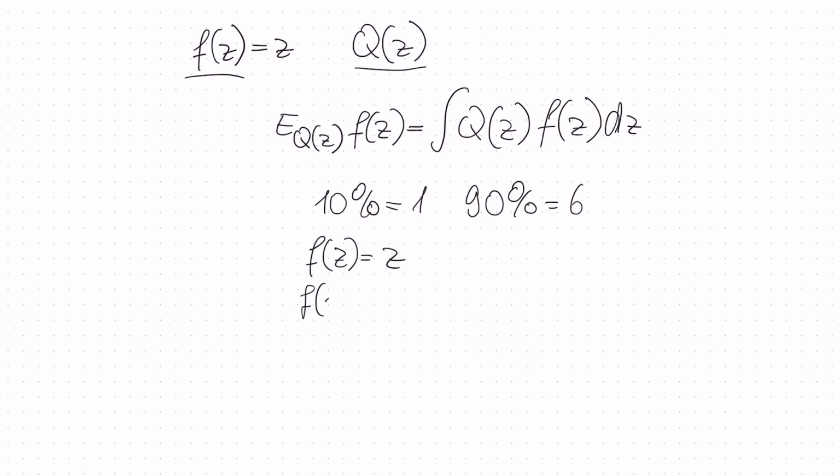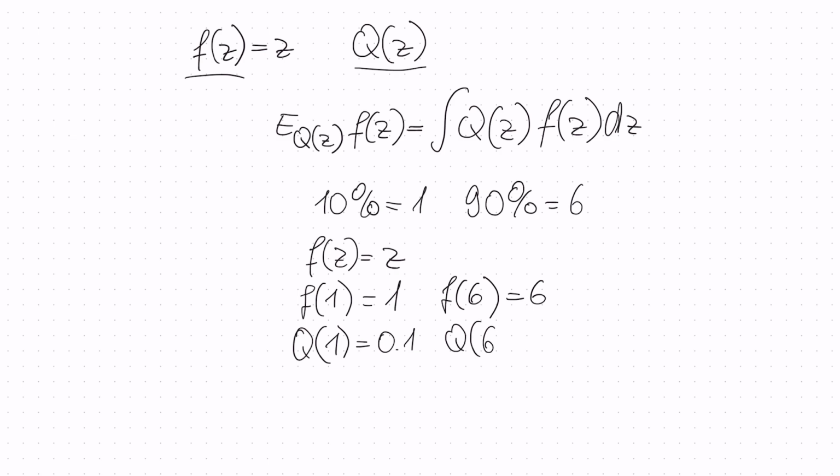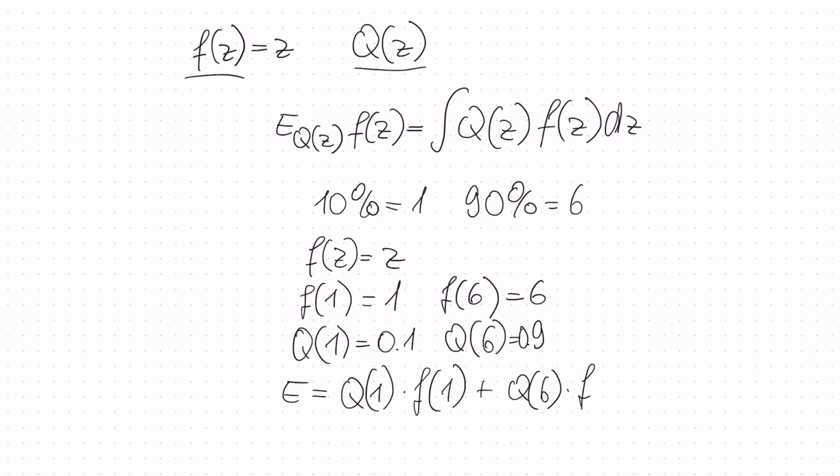So if we roll a 1, then the value is simply 1. And similarly, if we throw a 6, the value is 6. We know that the probability to get a 1 is 0.1, and the probability to get a 6 is 0.9. Therefore, the expected value is the probability to throw a 1 multiplied with the value of 1 plus the probability to roll a 6 multiplied with the value of 6.